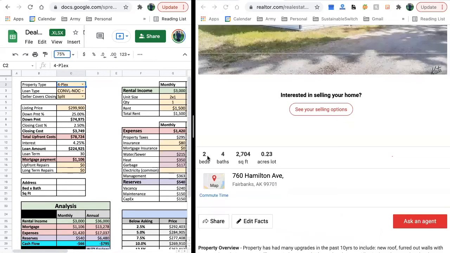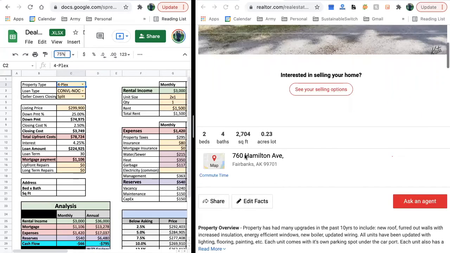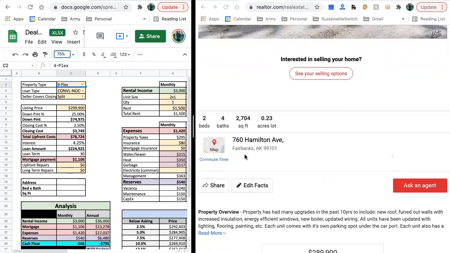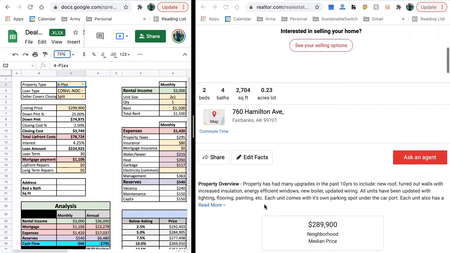All right, so it says, and this is what you're going to see commonly too, it says 2 beds, 4 baths. We obviously know that's incorrect. Square footage might be true. This one's got great, looks like there was a lot of good upgrades in the last 10 years. New roof, furred out walls, increased insulation. That's great. It means your heat expenses are going to be lower since you're going to be responsible for that. It means all units have been updated with lights and flooring. That's great. So that means that they're probably turnkey and rent ready.